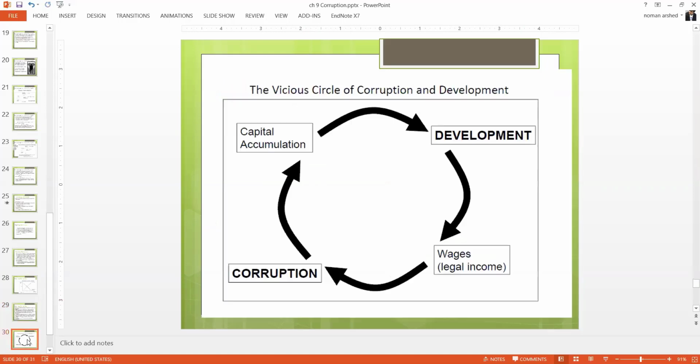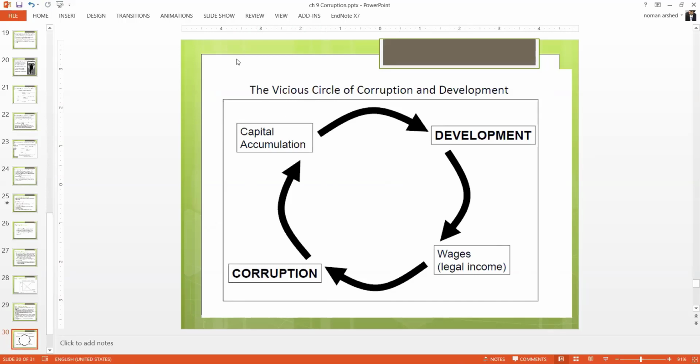Now we go towards the vicious circle of corruption and development. So whenever there is development, what will happen? There will be an increase in wages. So when there is an increase in wages, it means there is an increase in profit. And when there is an increase in profit, there is an incentive to do corruption. And when they do corruption, they will accumulate profits. Firms will save their earnings.